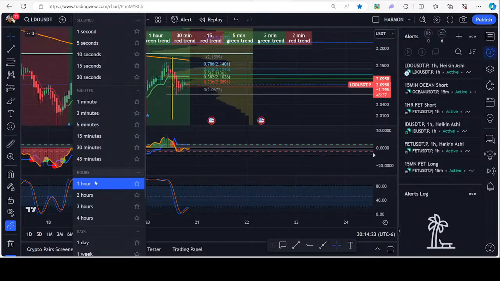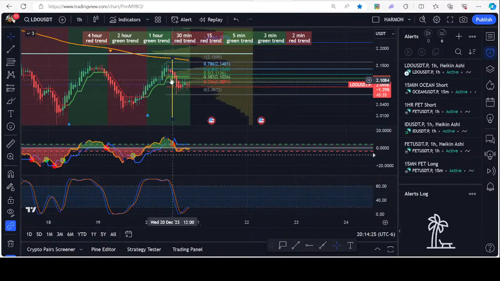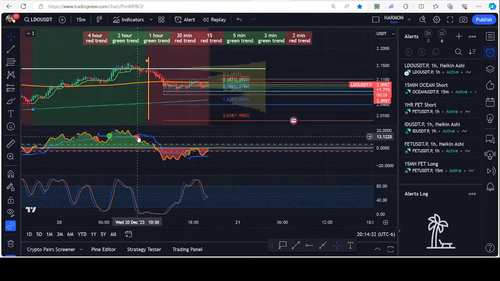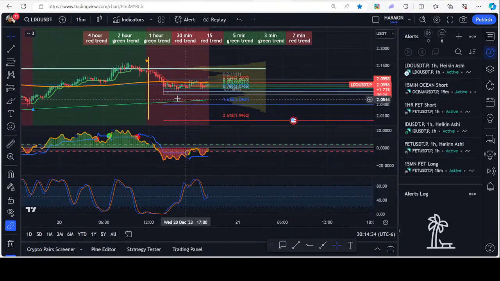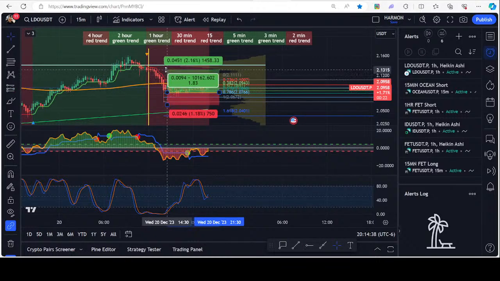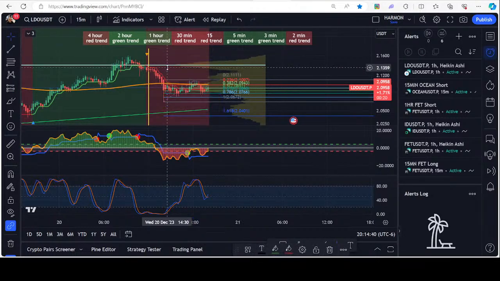So LDO, 1 hour, moon. There we go. 15-minute moon and trend. All right, here's your moon. There's your trend. There's your pullback. And this is what we want to start closing in on this week. 2% gains, right? So there was a 2%er.